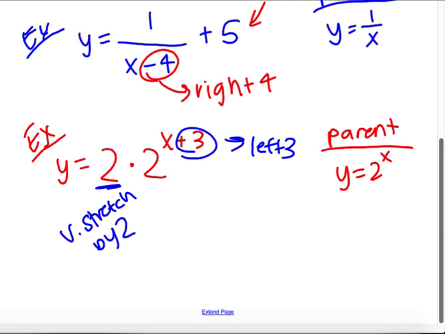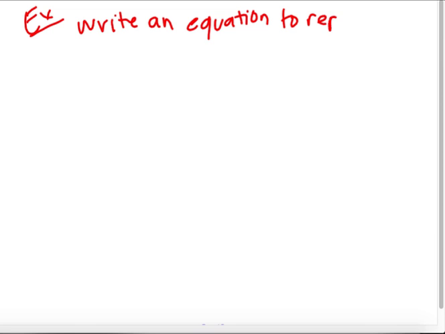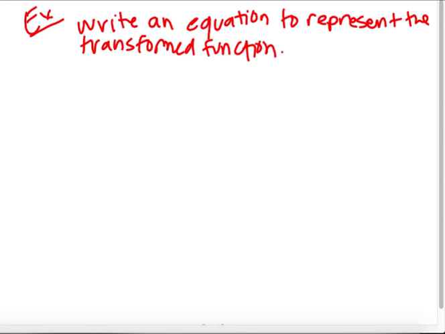Okay, then we'll do 2 graphing functions, and then we'll be done. So we want to write an equation. So this example, write an equation to represent the transformed function. So you would be given this graph.